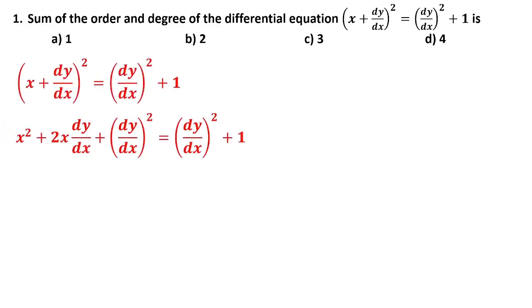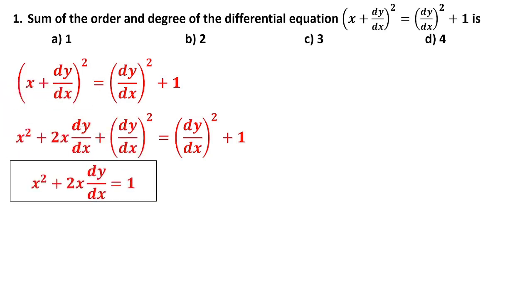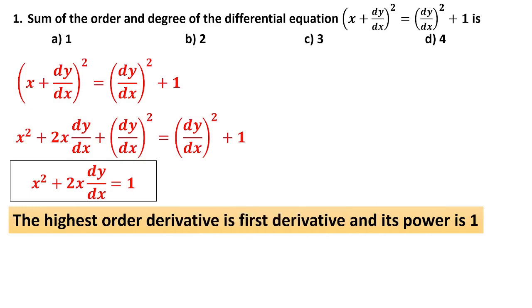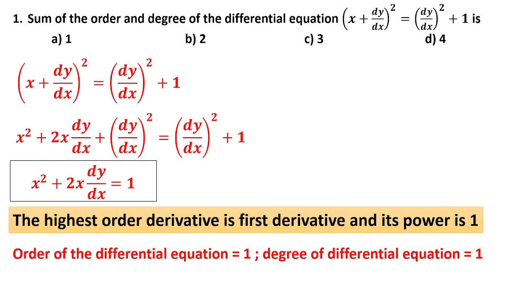x² + 2x dy/dx + (dy/dx)², using the (a + b)² form. Now it is perfect. Now let us check which is the highest order derivative and its power. Now we are getting x² + 2x dy/dx = 1, by cancelling the (dy/dx)² from both the sides. Now the highest order derivative is the first derivative and its power is 1. Therefore, degree is 1 and order is 1. Therefore, the answer is 2.